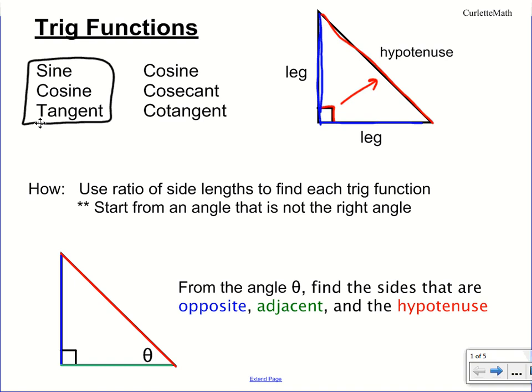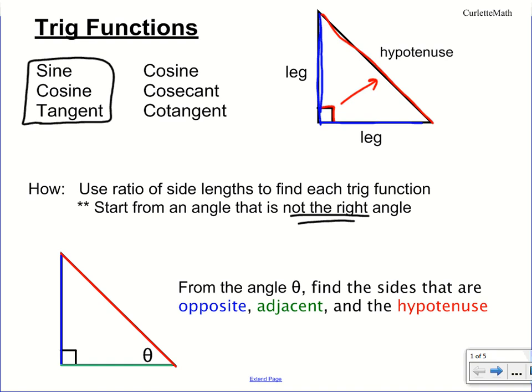The sine, the cosine, and the tangent all have different ratio sides from the angle measure that is not the right angle. Now that is something really important to think about: when we do these trig ratios, we do not use the angle from the right angle. Theta will be one of the 2 other angles.